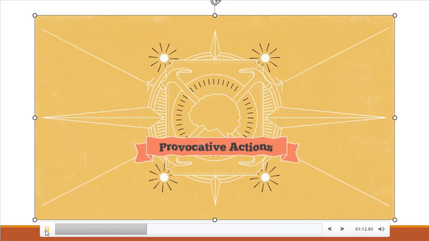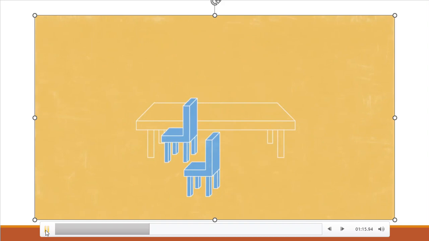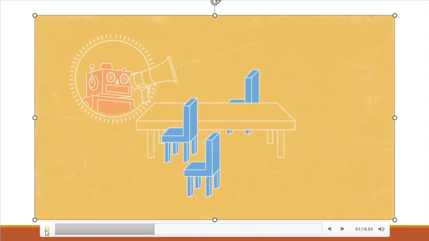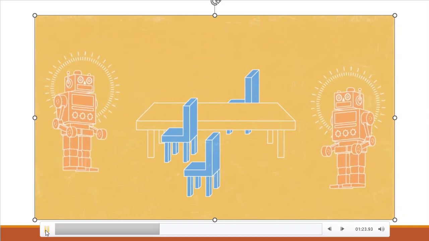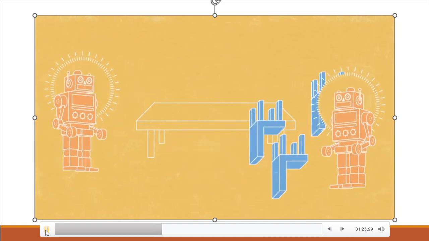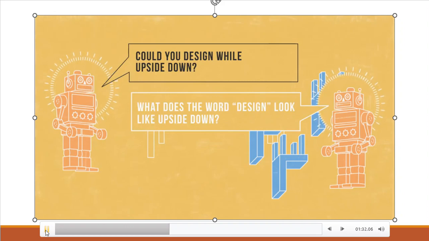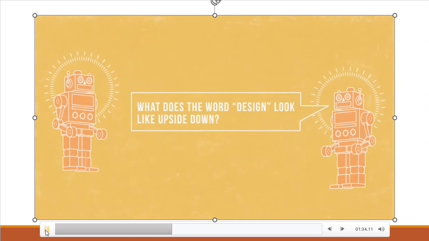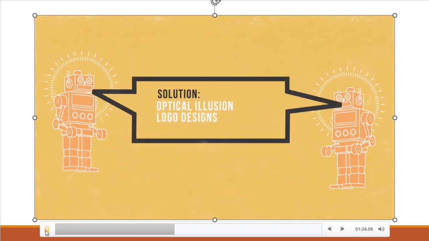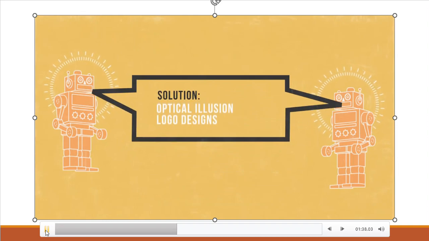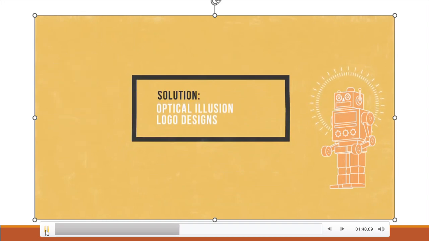Provocative actions. Look at things differently by changing your physical surroundings or by verbally communicating in unexpected ways. Try shaking things up. Physically change a room by turning the chairs upside down or verbally make an off-the-wall comment. For example, Could you design upside down? What does the word design look like upside down? either way, unusual situations will ignite creative responses that you can pull ideas from.